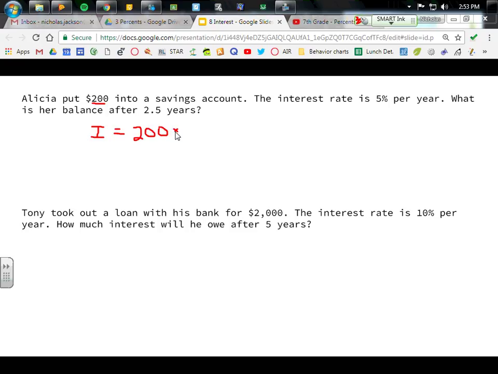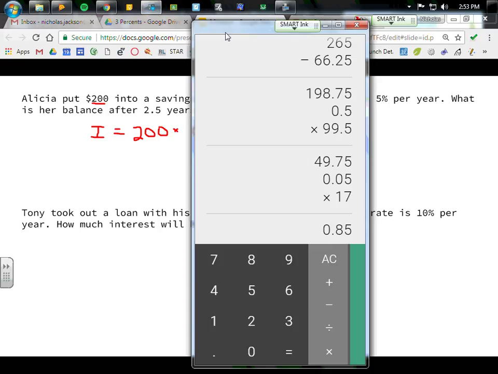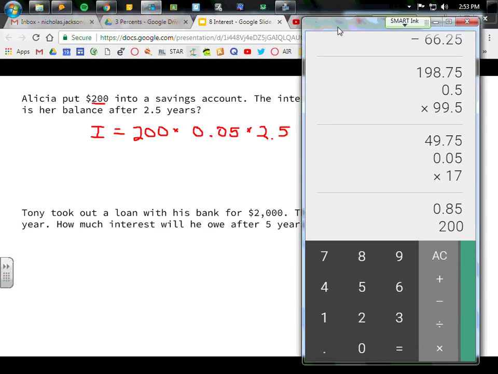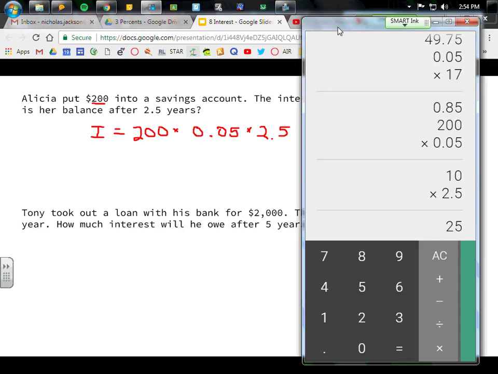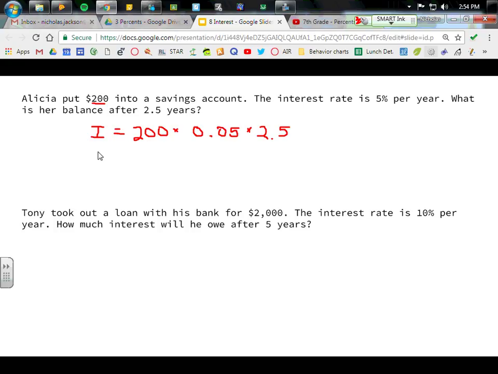Her rate is 5%. We're going to change that to a decimal. We do that by dividing it by 100. So that is 0.05. And we're also going to multiply that by the amount of time we have the account open, which is 2.5 years. All right, so to solve this, just do all your multiplications. So we're going to do 200 times 0.05 times 2.5. And we're going to get $25. So that's the interest. So your interest comes out to $25.